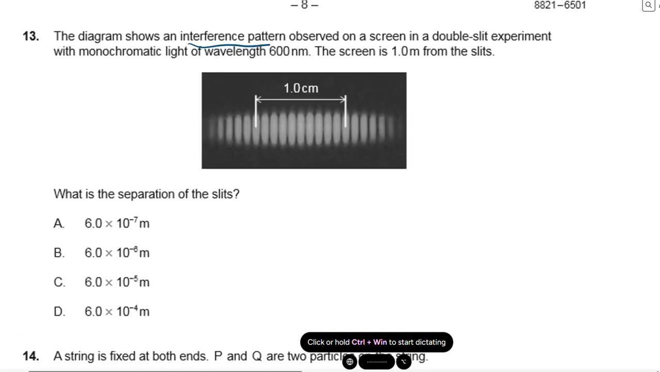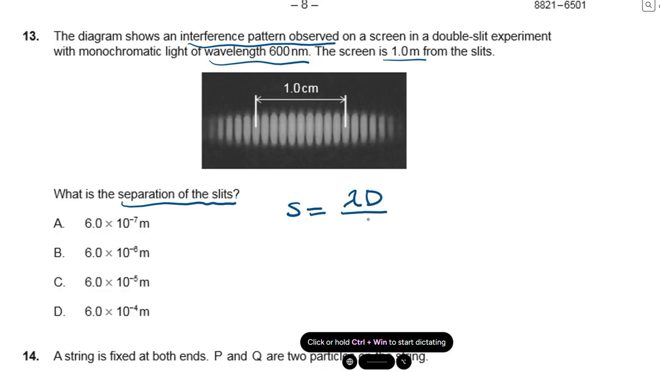The diagram shows an interference pattern observed on a screen in a double-slit experiment with monochromatic light of wavelength 600 nanometers. The screen is 1 meter from the slits, and we see this. What is the separation of the slits? So what we have is our formula. Separation of the slits is d. And we have lambda, that's 600 times 10 to the negative 9. The distance from the screen is 1 meter. And then we have our fringe spacing.